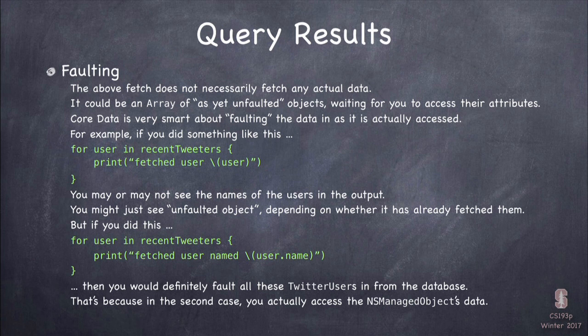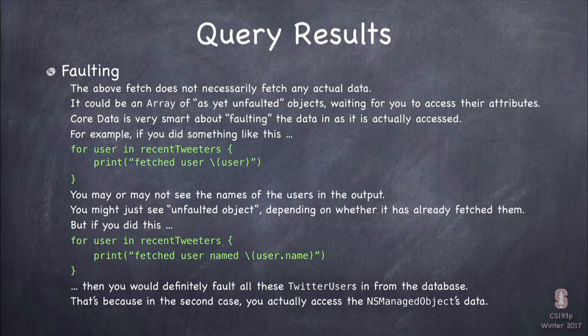This is called faulting. And so these objects, you can imagine, they're kind of empty shells, and until you crack open the shell and start looking inside, it doesn't actually get the data for you. And the reason this matters to you is if you go in the debugger or you do a print statement like this one, where you say, for a user in recent tweeters, fetched user whatever, when you print that out, it's not going to print a Twitter user object. It's going to print some kind of faulting shell, because you haven't actually asked for any of the data inside that thing yet, so it hasn't faulted yet.